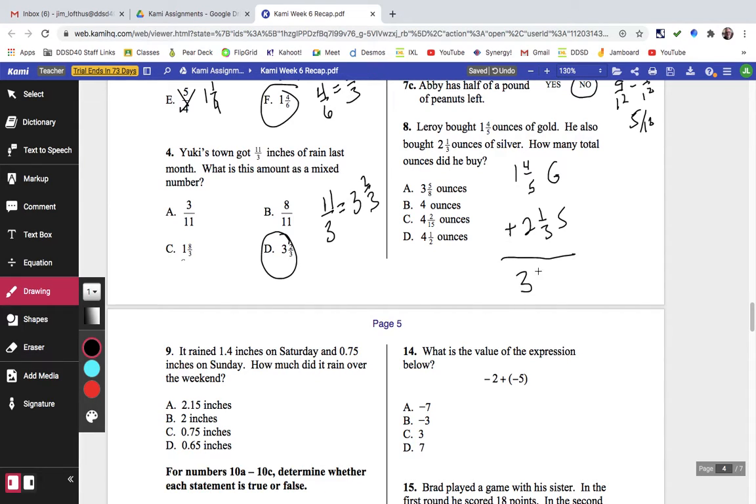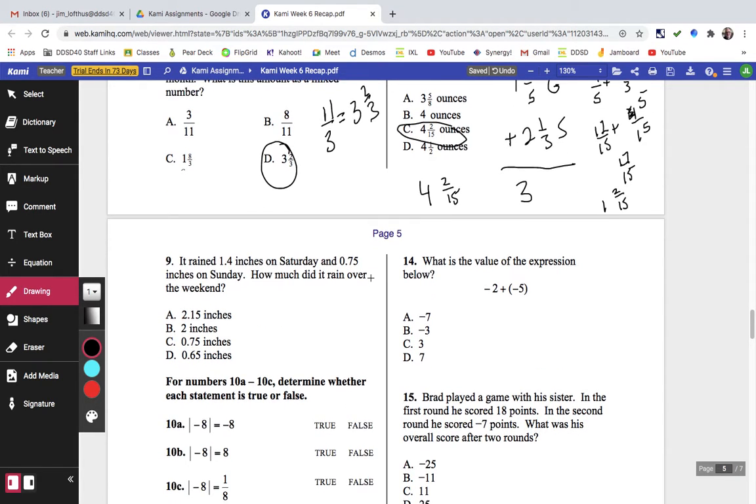So this is 3, and I'm going to add 4/5 plus 1/3. So I'll find a common denominator of 15. I'll triple this to 12/15, and I'm going to multiply this by 5, excuse me. So that's going to be 5/15. So that's 17/15, which is 1 2/15. So if we combine the 3 and the 1, I should get 4 2/15 ounces. So the answer on that one was C.